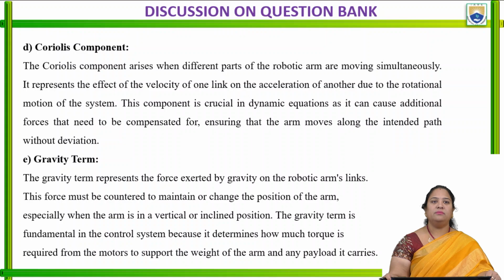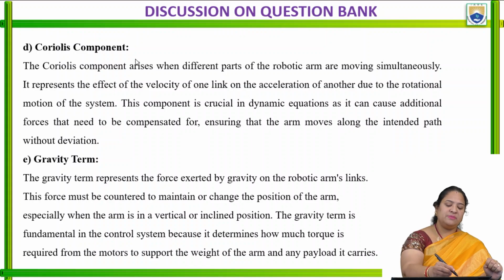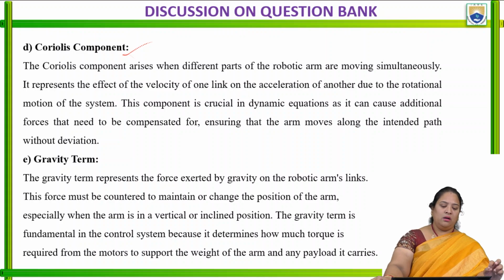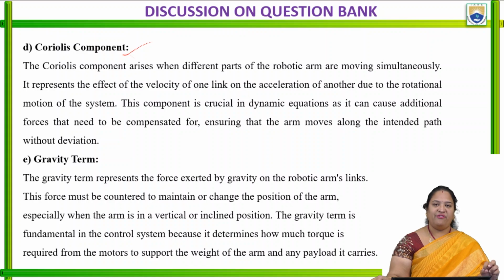Next, moving on to the next term, that is the Coriolis component. The Coriolis component arises when different parts of the robot arm are moving simultaneously. It represents the effect of the velocity of one link on the acceleration of another due to the rotational motion of the system.